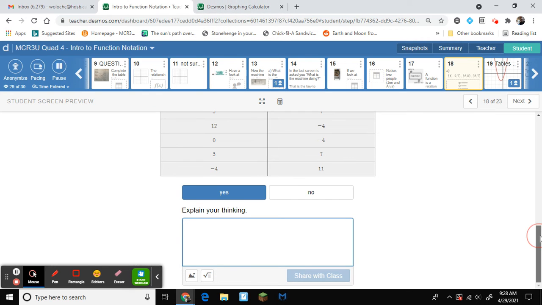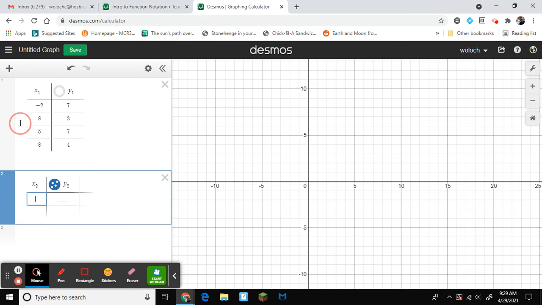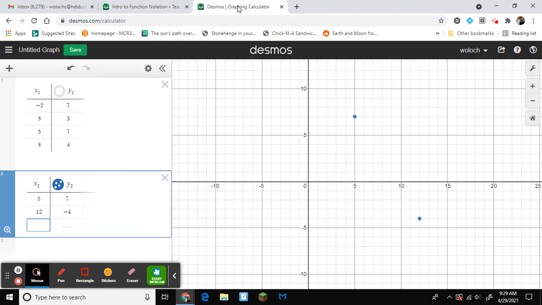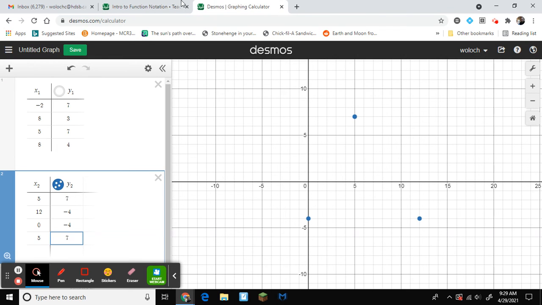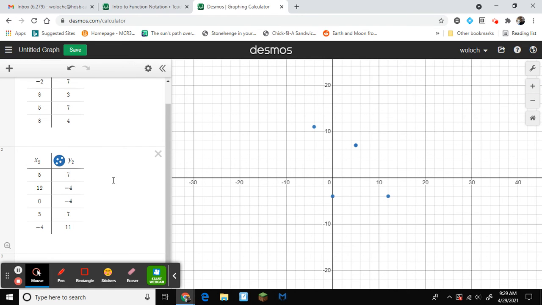Now again, if this one, you're asked to explain your thinking. So you would just do the same thing where if I plot the points, you could have done it that way. So I have 5 and 7, 12 and -4, 0 and -4, 5 and 7, and -4 and 11. Right, so if you look, you only see 4 points because this point and this point, they're the same. So you don't see 5 different points.